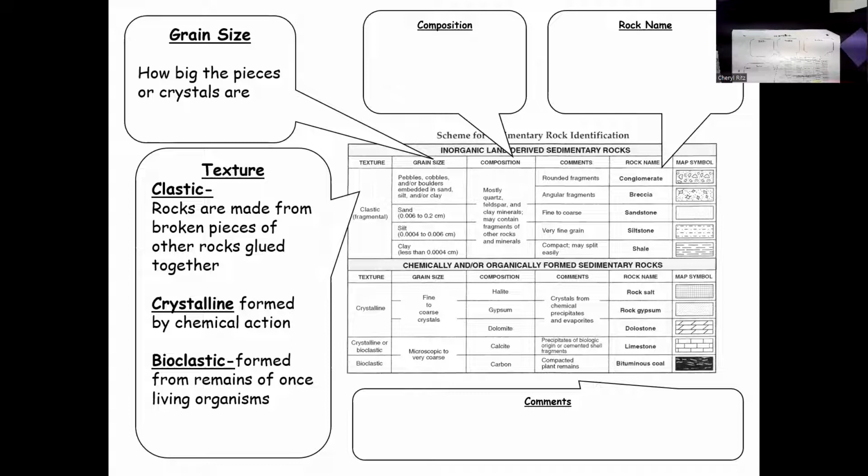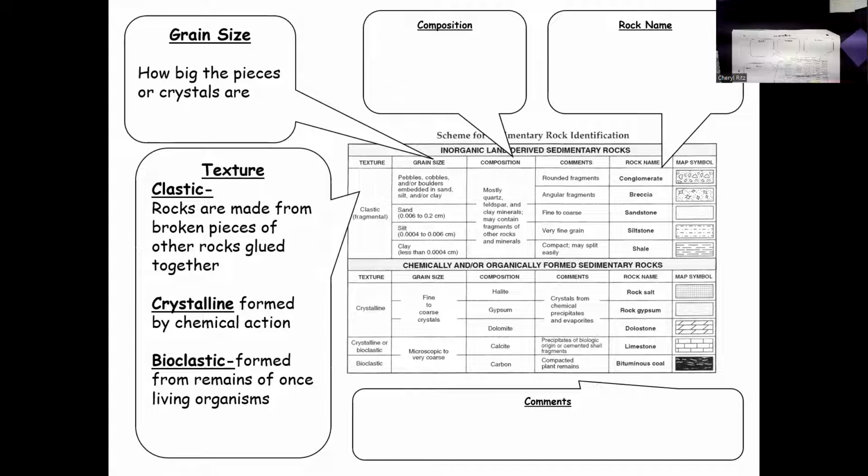So yes, conglomerate and breccia, they both have a grain size of pebbles, cobbles, and boulders embedded in sand, silt, or clay. They're made out of a mixture of everything. Sandstone is made out of just sand, nothing else. So sand has a crystal size of 0.0006 to 0.2 centimeters. Siltstone is made out of silt, 0.00004 to 0.006 centimeters. And shale is only made out of clay, which has a grain size of 0.00004 or less.